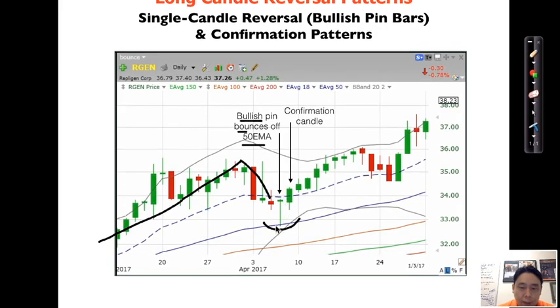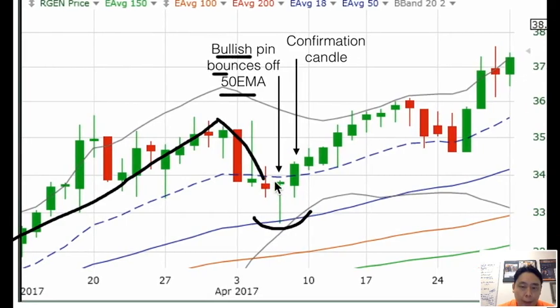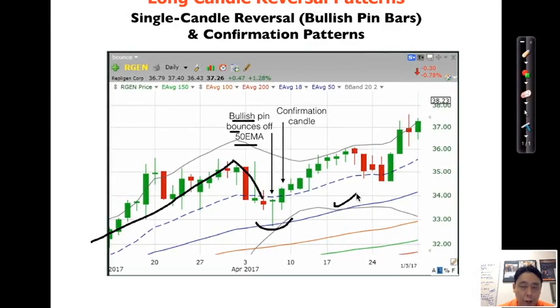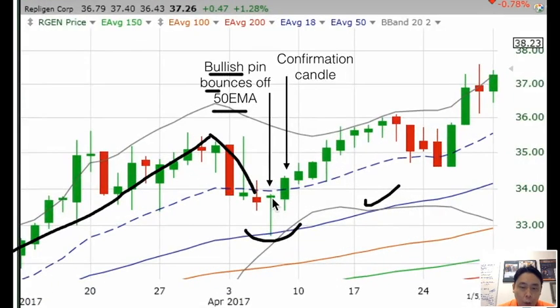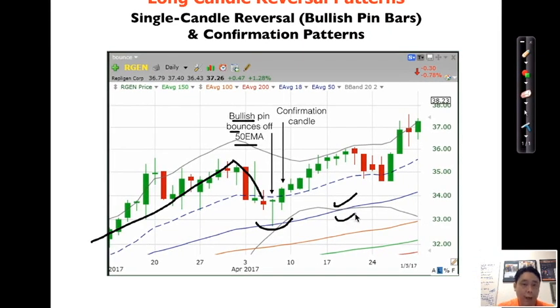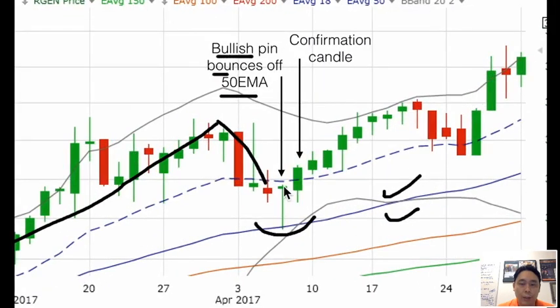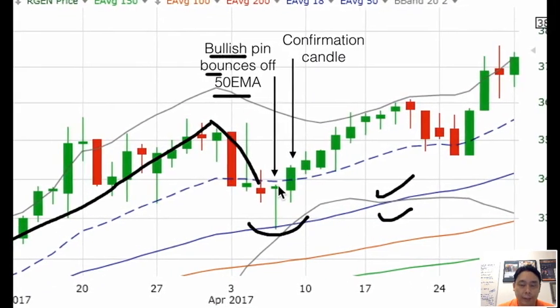So is this a single candle reversal? Let's check. Is the body above the moving average? Yes, check. Is the lower shadow cutting the moving average? Check. There we have a single candle reversal. Now, we need to have a confirmation candle the next day.